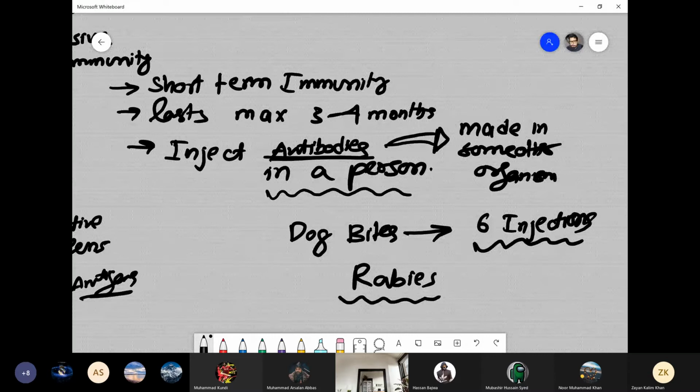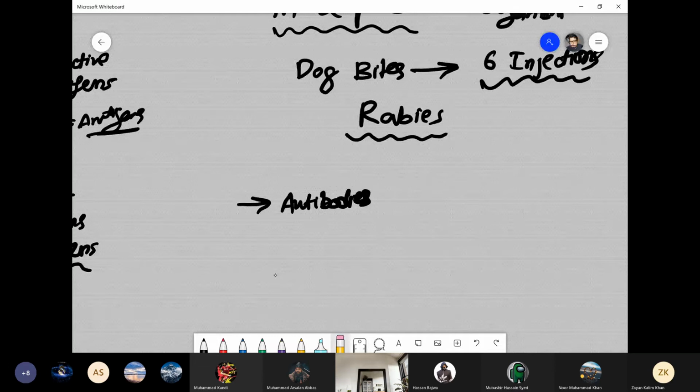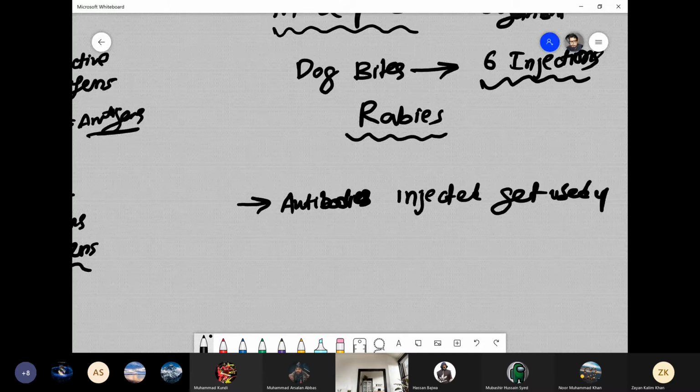And as antibodies are proteins, all the proteins or chemicals have a life, right? So they can stay inside the body for a maximum of 3 to 4 months. So a question can come, remember boys: why does passive immunity last for only 3 to 4 months? So the first point you will write is that the injected antibodies get used up.